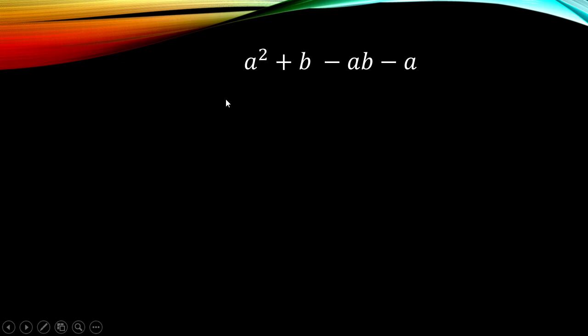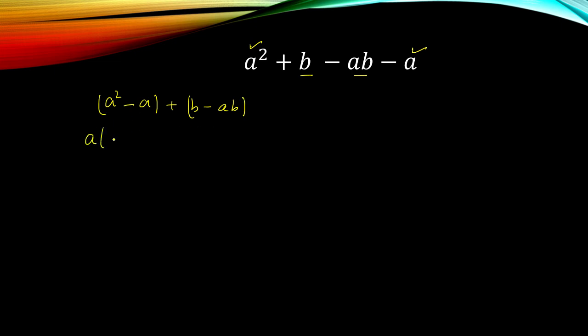here the terms are a square plus b minus ab minus a. We collect a square minus a together, and now we collect b minus ab together. Now let's see how we can make the factors. If we take common a from the first group, we find inside the bracket a minus 1.